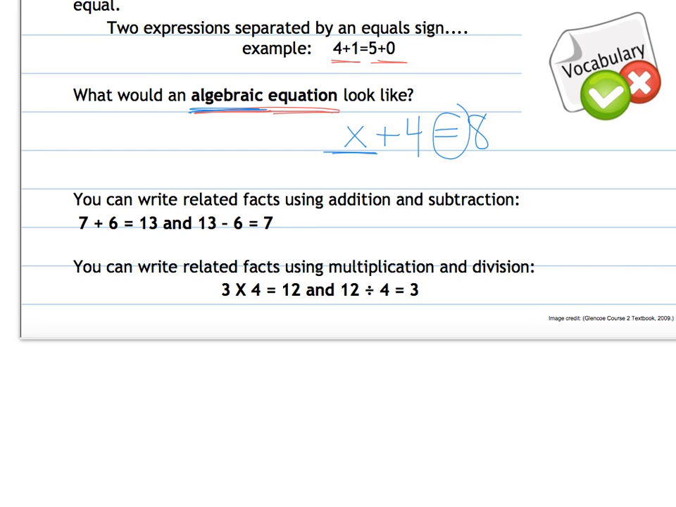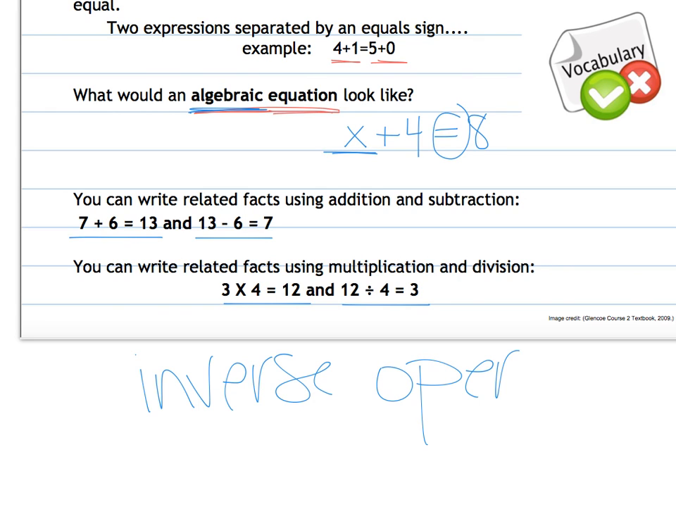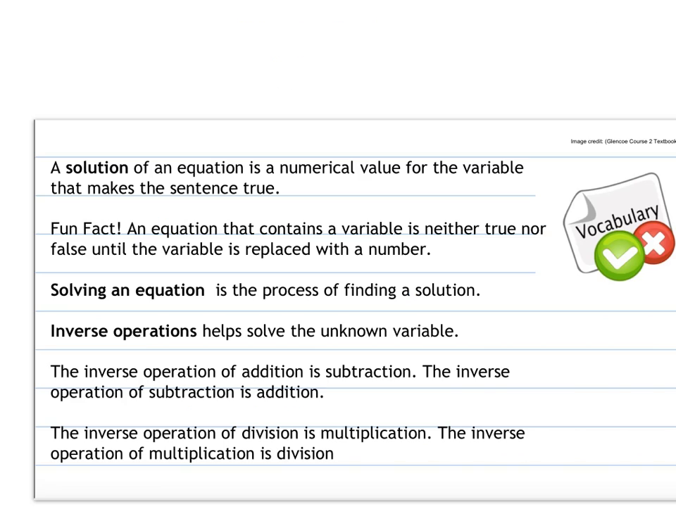So you can write related facts using addition or subtraction. And you can also write related facts using multiplication and division. So this will help you later on when we're looking at solving, knowing that the same numbers can be included in two different equations, one with addition, one with subtraction, or multiplication and division. So you're going to learn about those being inverse operations that you've heard a little bit about, and how we can work forward and backwards.